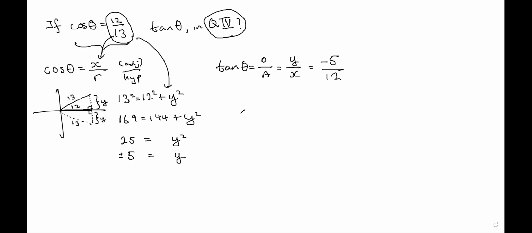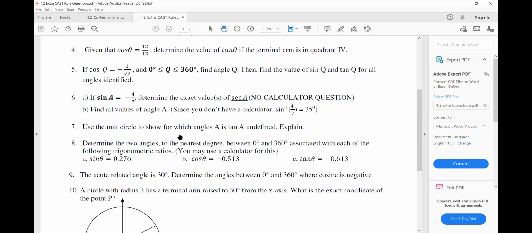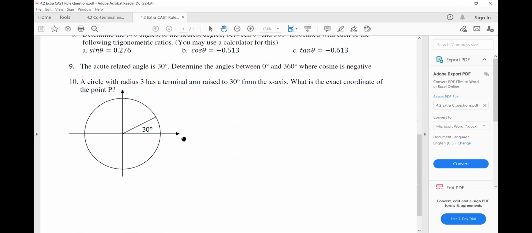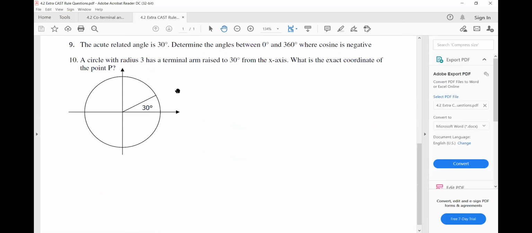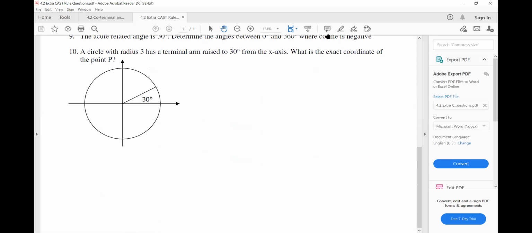Okay. Could we go back to the question sheet? Let's try number 10, because this seems to be a little bit different than what we're used to, but it's still the same general idea. Okay? Radius, that's a 3. Terminal arm, 30 degrees. What are the coordinates of this point P?